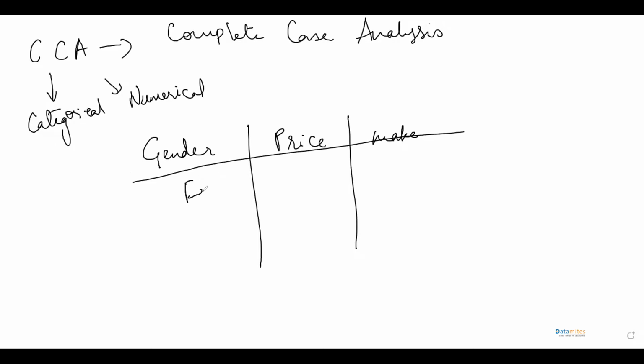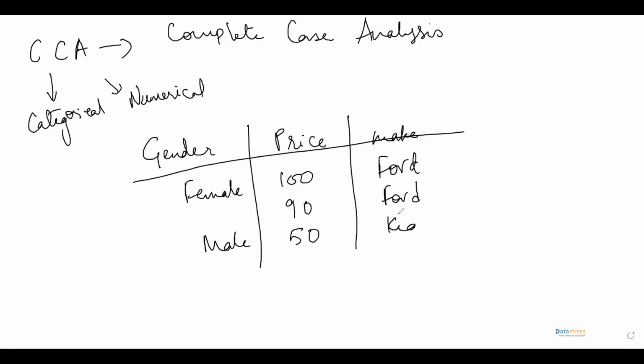Suppose we have here female, the price is somewhere around 100, the make of the car would be, let's take Ford. Then we have a missing value over here at gender, and let's take this as 90. This is also Ford, and here we have the male. So this is the user, that the person has either bought this car or is willing to. Then we have something over here as Kia.